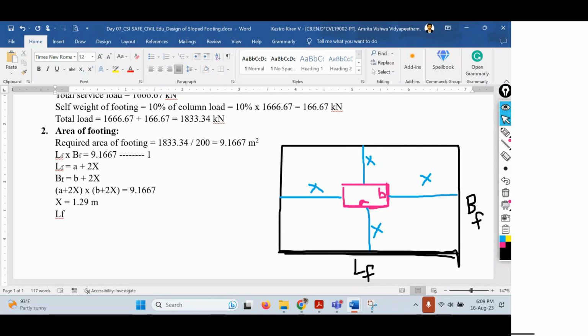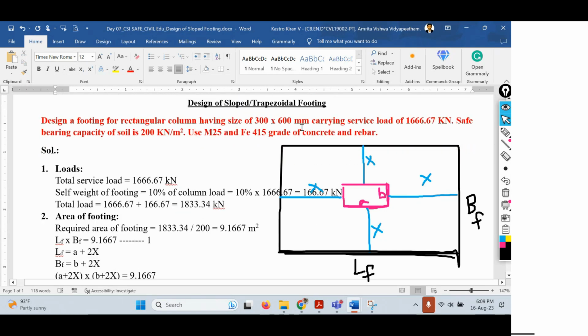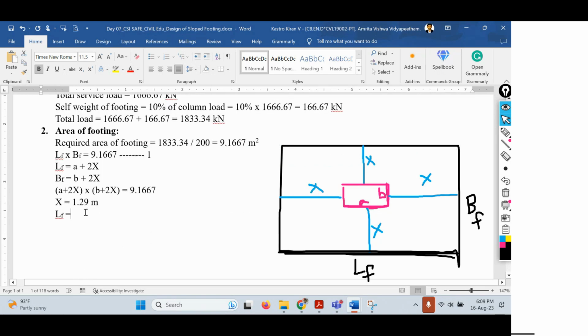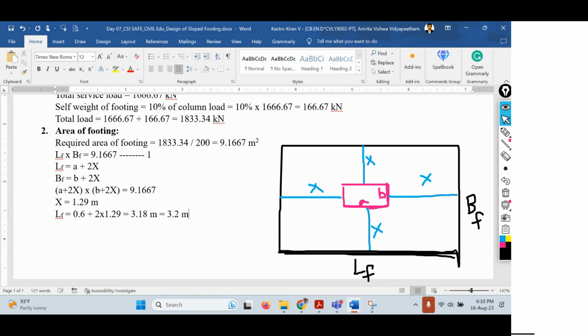LF equals a. What is a? a is the length of the column. The larger dimension becomes the length and the smaller dimension becomes the width of the column. So the length of the column is 600 mm. So a plus 2x, where a is 0.6, that is 600 mm, plus 2 times x, and x is 1.29 meters. From this, the length of the footing is 3.18 meters, which I'll approximate as 3.2 meters.